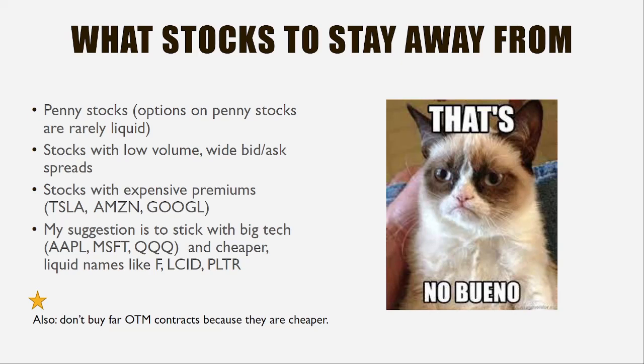Also, don't buy far out of the money contracts just because they're cheaper. If it goes against you, you're going to lose bigger. I hear people say, oh, I have a small account, but I just buy the Tesla 2000 call. Come on, man. That's almost like 100% from what it's at right now, so don't do that. That's just cheap. Either you can afford the appropriate contract or you can't. Be honest with yourself.